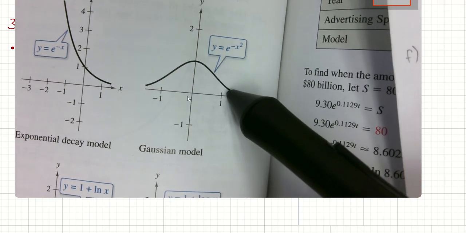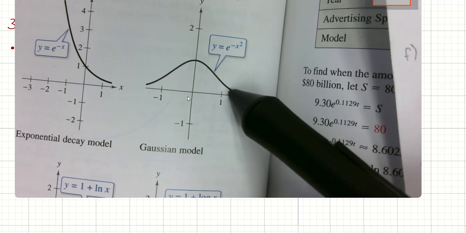Carl Friedrich Gauss. We'll talk about Gauss this year. He did some awesome stuff as like a 10-year-old.